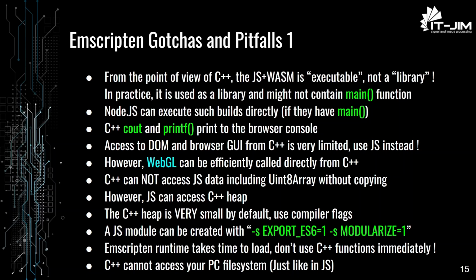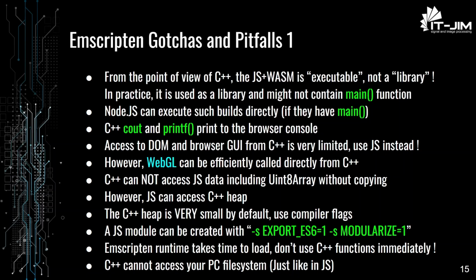C++ cannot access JavaScript data, including binary arrays, without copying. However, JavaScript can freely access the C++ heap. So the basic idea is that all data to be used by C++ should be copied to the C++ heap, which is very small by default. You need compiler flags to make it larger.